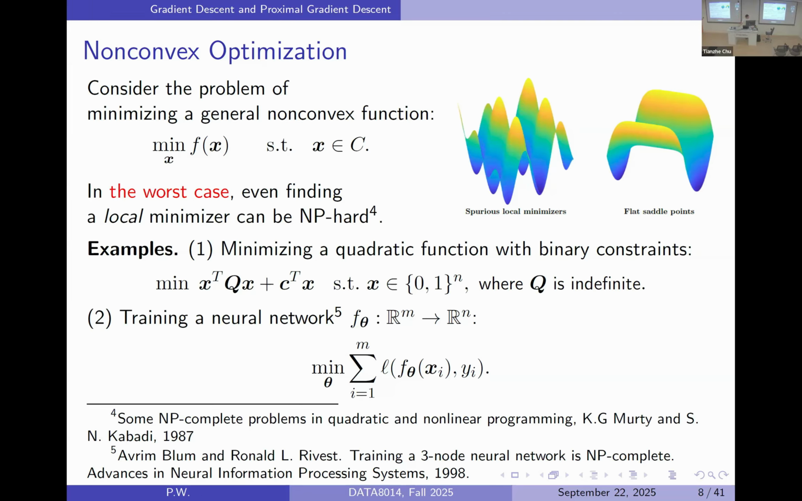And the second example we consider is training a neural network. We use theta to denote the neural network parameters, and of course we do not write out the explicit form. Actually, in the literature, it has been shown that training even a three-node neural network is NP-complete, let alone a neural network consisting of many layers, right? For the transformer and other more advanced neural network architectures, training over these neural networks is highly difficult and NP-hard in the worst case.